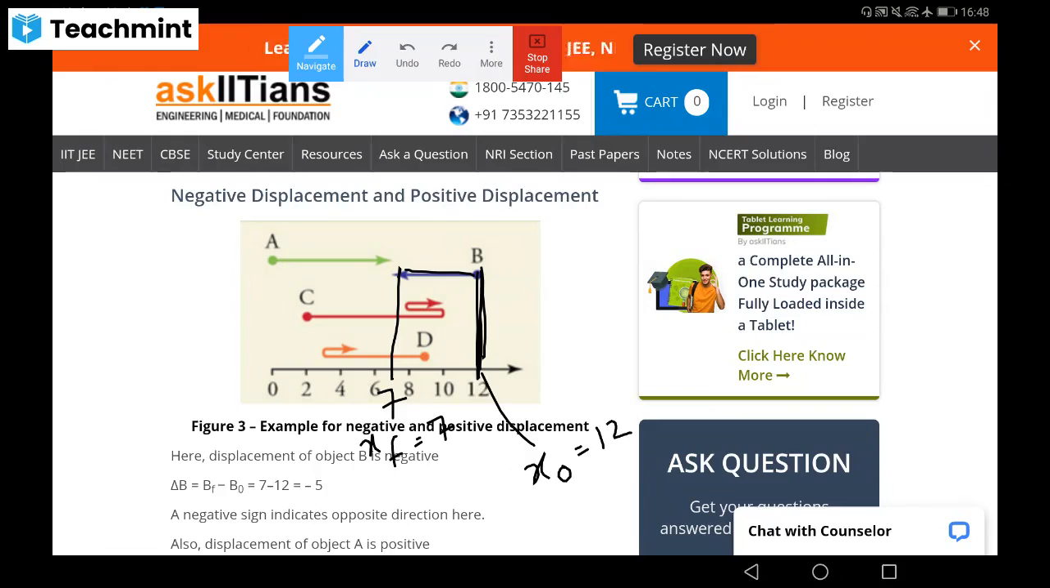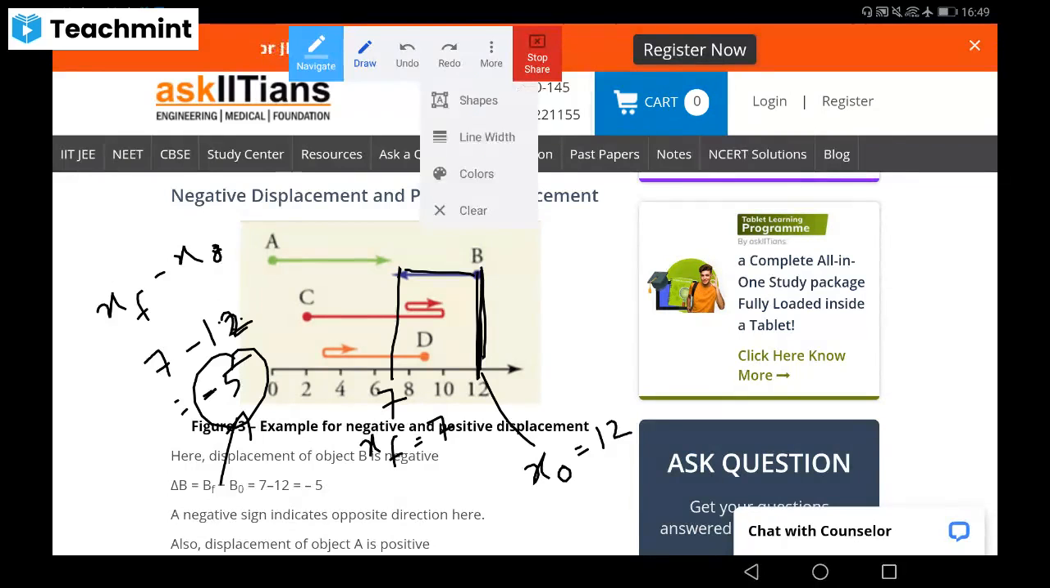Now the formula cannot change because of change in direction. The formula will remain the same, that is XF minus X0 only. So here, what will come first? XF, that is 7, is coming first, and 12 is coming next. So 7 minus 12 is obviously going to be minus 5. Okay, so you see we are getting a negative sign here. So the negative sign also indicates that it is in the opposite direction. So it is a negative displacement. Okay.